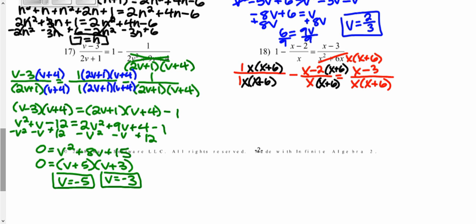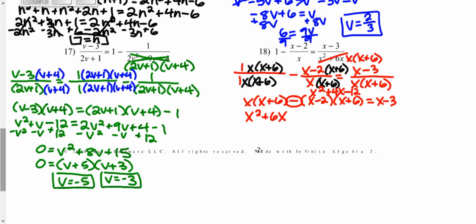And then once you have a common denominator, you can just write your equation across your numerator. So that would be x times x plus 6 minus x minus 2 times x plus 6 equals x minus 3. So I'm going to distribute the x, so x squared plus 6x. Now be careful here because we're going to be subtracting whatever we FOIL. So when we FOIL these together, we get x squared plus 4x minus 12. But we have to actually subtract all of that. So it would be minus x squared minus 4x plus 12.